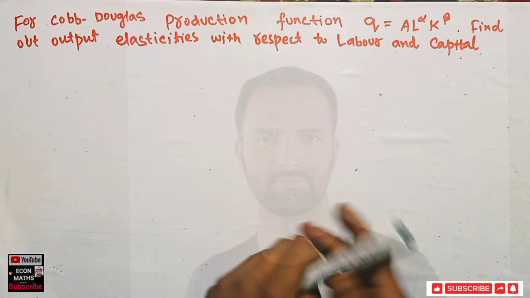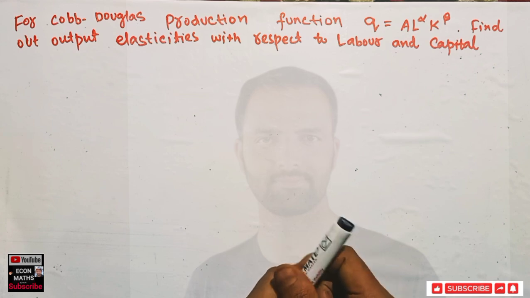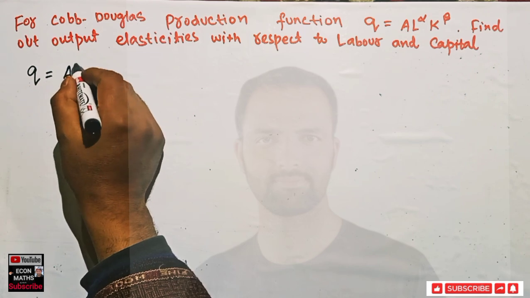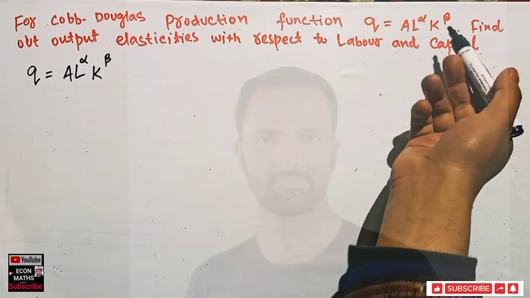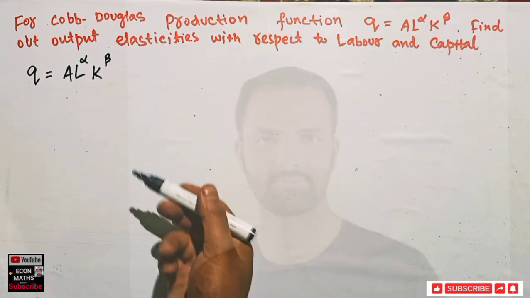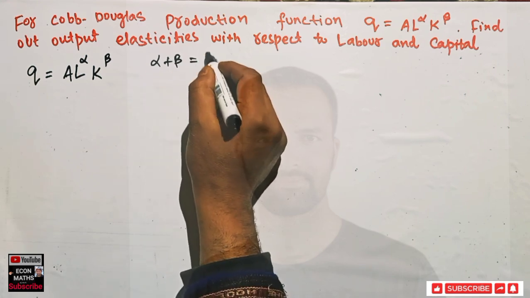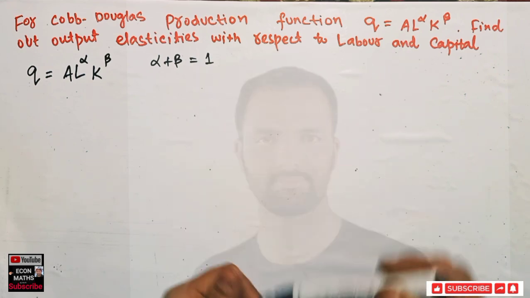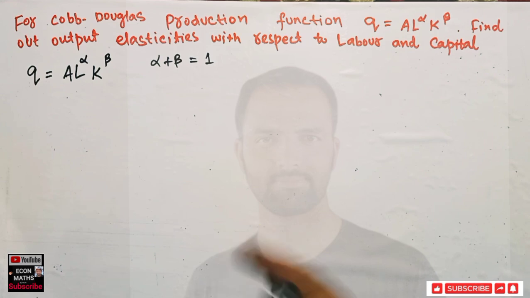We are being given a typical production function, and we have to find out the output elasticities with respect to labor and capital. Okay, so what is our production function? That is Q is equal to A L to the power alpha K to the power beta. Since nothing is being talked about alpha and beta further, we can safely assume that alpha plus beta is equal to 1. That means we have a homogeneous Cobb-Douglas production function. Okay, now how do we find out the output elasticities with respect to labor and capital?